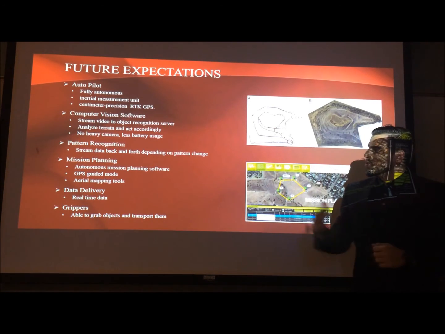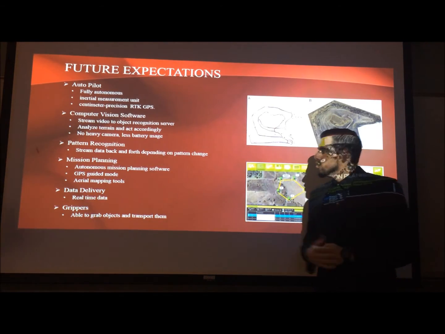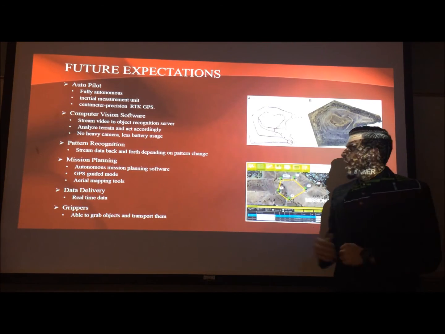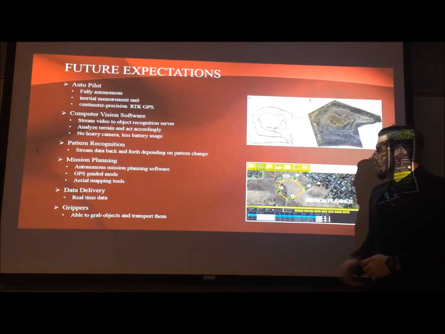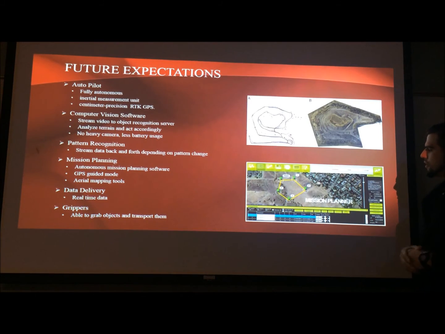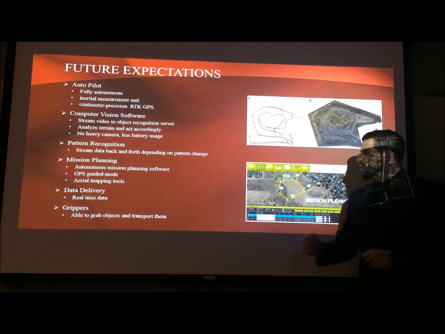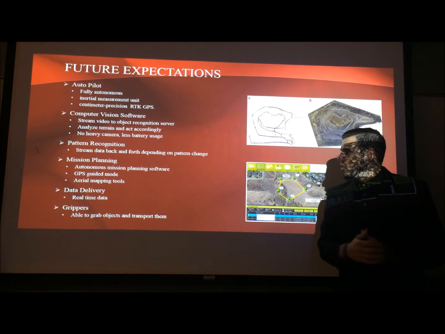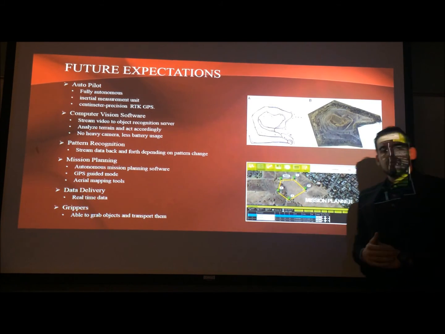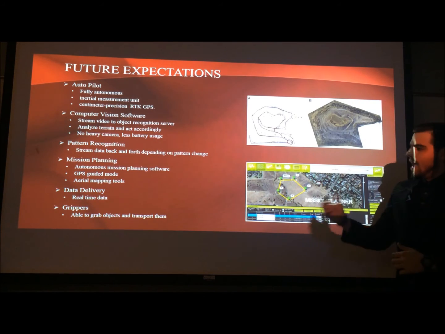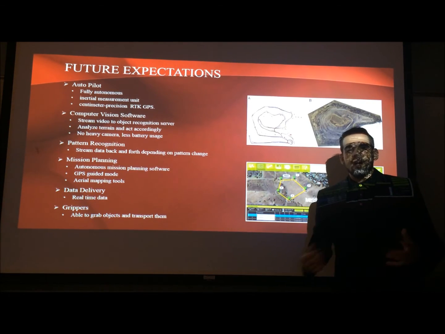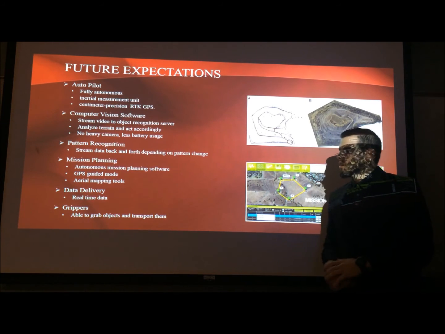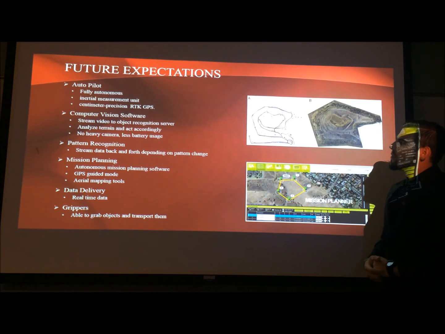Some pattern recognition, it will stream data back and forth to the user with patterns of the land. Another thing is mission planning. Mission planning is, as you can see in this picture, it uses autonomous software which transmits data to the user about different points as to where they want to go or what they want to do. Some data delivery, they get real-time data back to the user, and some grippers that are attached to the actual quadcopter where they could grab things and maneuver things around.